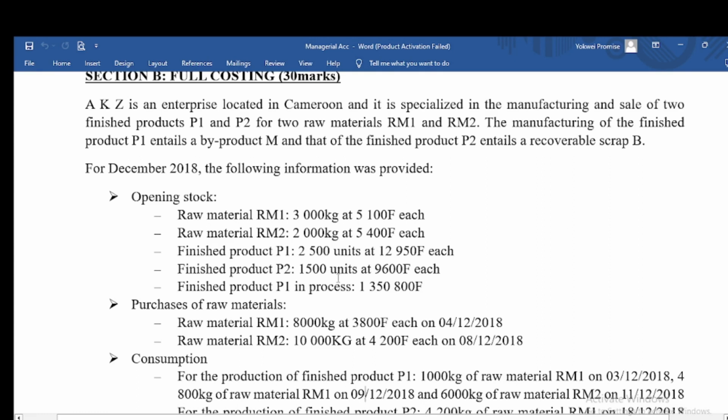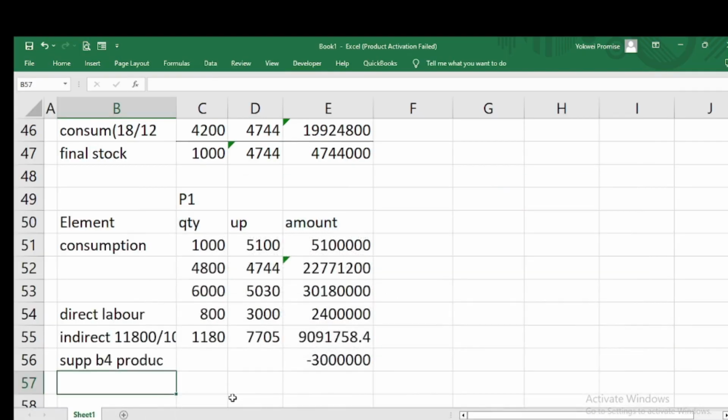They also say something about work in progress. Finished product P1 in process. So the finished product P1 in process that we have is 1,350,000. So we add it to the cost. So our work in progress of 1,350,000 and 50,800.